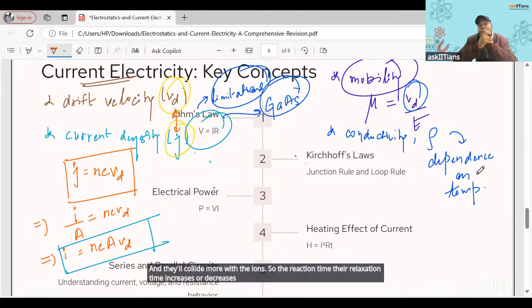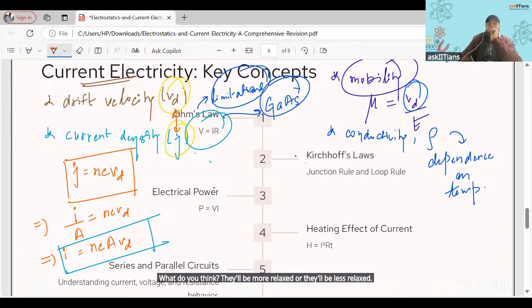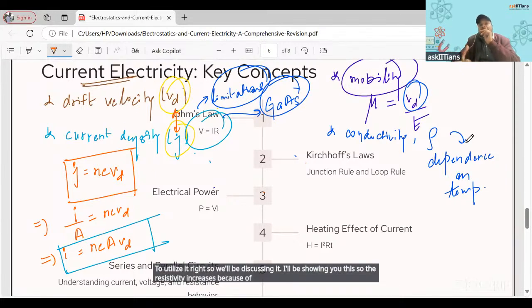What do you think? Will they be more relaxed or less relaxed? So you revise it, right? We'll be discussing it, I'll be showing you this. So the resistivity increases because of the increase in the randomness of the electrons.